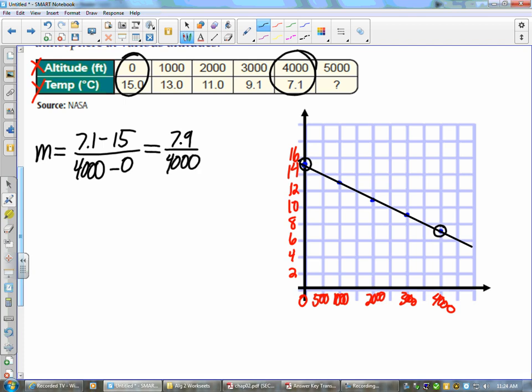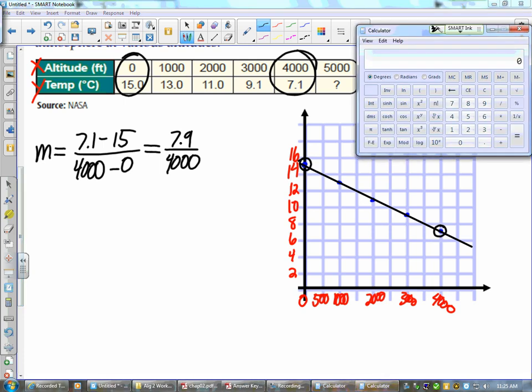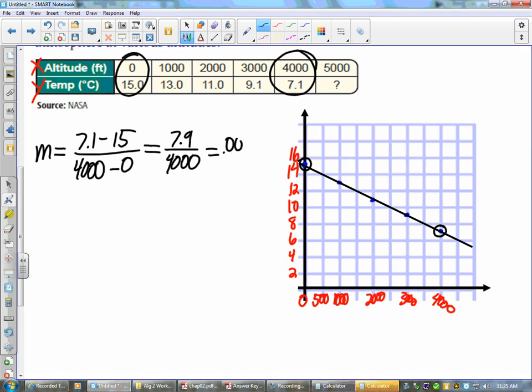Now, because these fractions are going to have decimals in them, I recommend turning them into decimals, because then it'll be easy to compare if you're close. So I'm going to change this 7.9 divided by 4,000 equals 0.001975. Okay, so that's my slope.